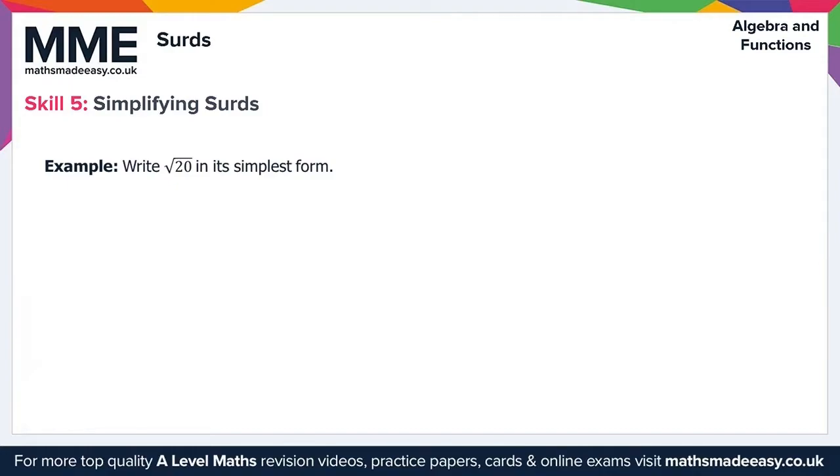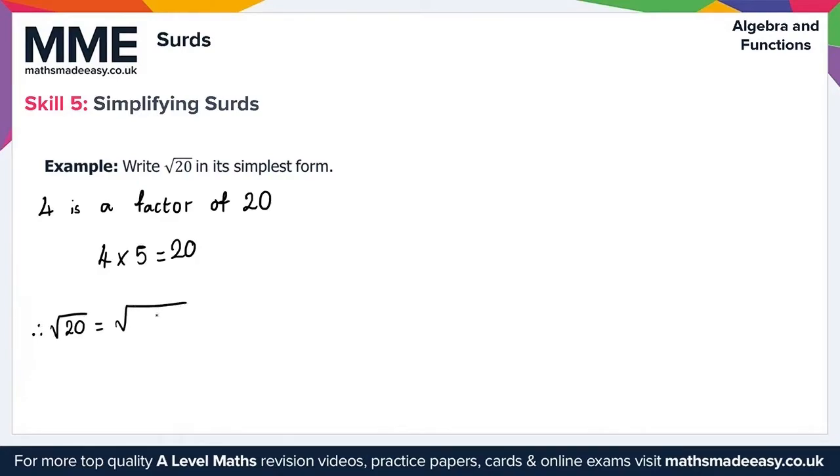So for example here, let's write the square root of 20 in its simplest form. Well, the key here is to think of a square number that is a factor of 20. So in this case, we note 4 is a factor of 20. So as 4 is a factor of 20, that would mean 4 times 5 gives us 20. So in that case, taking the square root of 20, we can write this as the square root of 4 times 5.